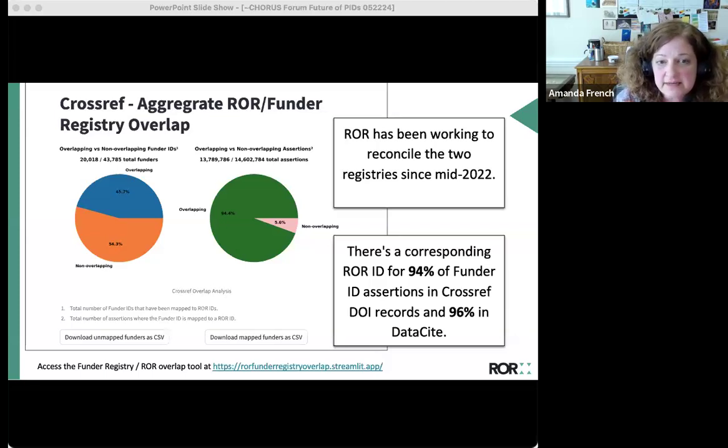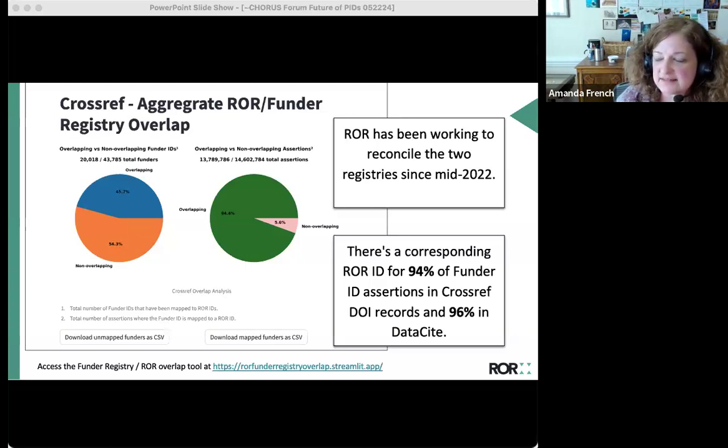So what we are doing is we've been working quite hard to make sure that funders in the funder registry are also in ROAR, but we've been prioritizing that based on how many funding references or funding assertions those funders have. The pie graph on the right, which is green and pink, will show you that over 94% of assertions of funding in Crossref records do have a corresponding ROAR ID. So for instance, you take one journal article, and it may have multiple funders. And one of those funders might be, for instance, the NSF. That's a single funder ID, and it's very important to get that NSF record correct.